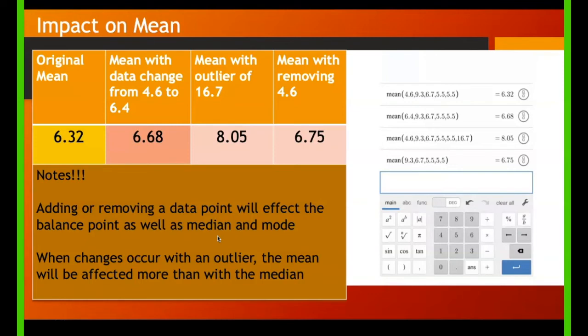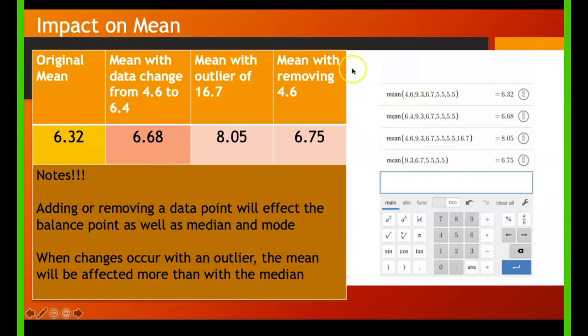And when changes occur with an outlier, that number that just seems so far away from the rest of the numbers in our data, the mean will be affected more than the median, because an outlier just throws the mean completely off. But the median, because we're talking about the middle number once our data is in numerical order, won't be impacted as much. All right. So please write that down, and we're going to keep that in mind as we move throughout our lesson for the week.